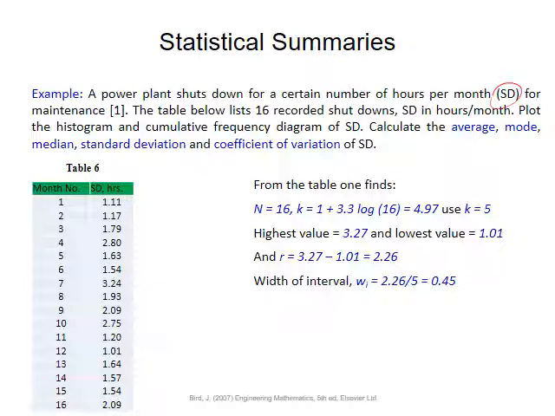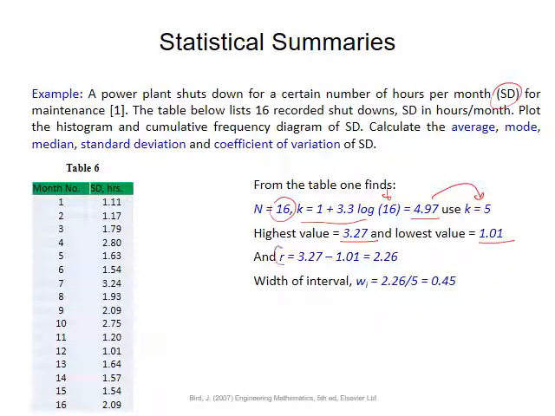Now for the histogram, it's a procedure. We have n, which is 16. We have a formula to find k, the classes or the groups: 1 plus 3.3 log 16. We got this value, 4.9. We approximate to an integer. Now the highest value from the table is 3.2 and the lowest is 1.1.